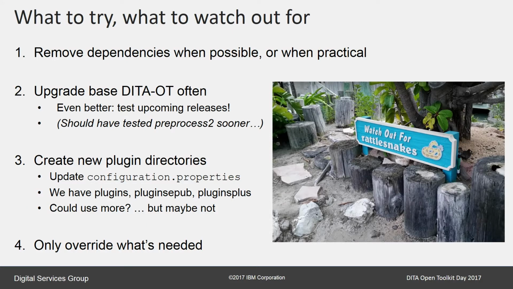So, what to try, what to watch out for. These are my tips. Others have probably got other tips, but I try to remove dependencies whenever possible. I try to merge things together if they only make sense together. Upgrade the toolkit often. Even better, test upcoming releases. And I know that's hard to do because you're always doing as much as you can to get to the next release and you don't have time to do extra stuff. That's why Jarno had to complain to me to test preprocess 2, which I didn't get around to nearly as soon as I should have. But yeah, upgrade often, test in advance if you can.